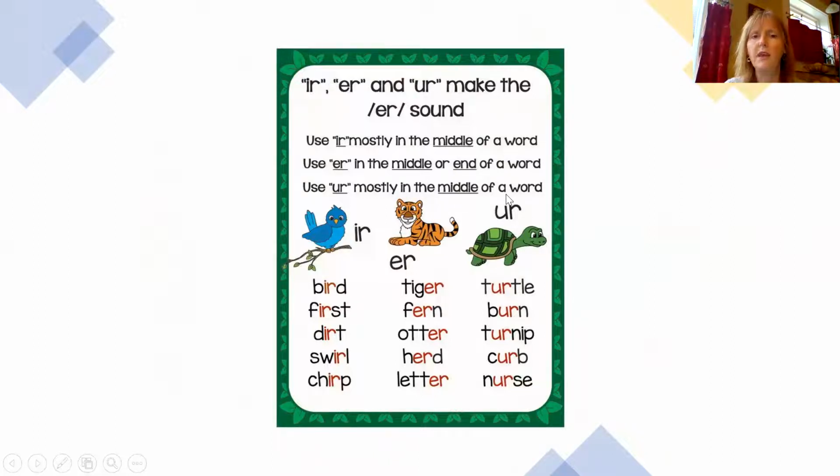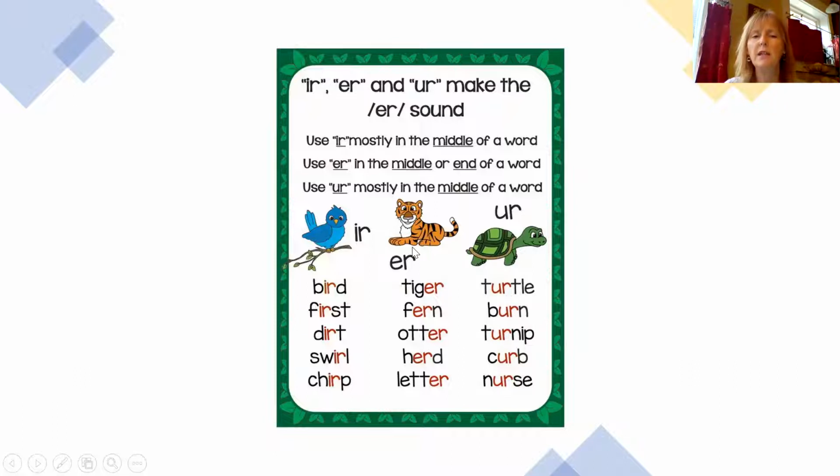of a word. So you can see that the IR words, if you want to read along with me, bird, first, dirt, swirl, and chirp, are all in the middle of the word. There's always some consonant behind them. Look over here at the UR, turtle, burn, turnip, curb, and nurse. Also, all of those URs are in the middle.